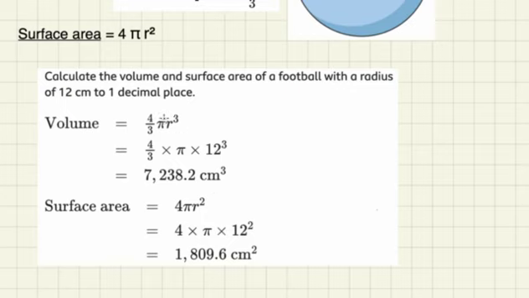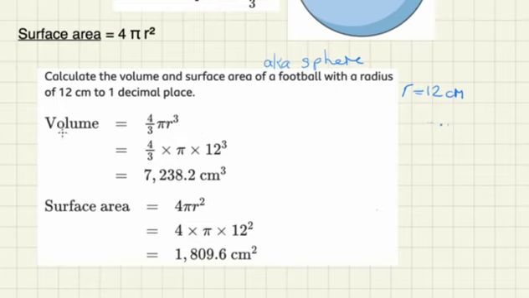And this is an example of a question. Calculate the volume and surface area of a football, aka a sphere, with a radius of 12, so r equals 12 centimeters, and it's to one decimal place. So whatever the answer is, it'll be a dot, and just one number after the dot. And that's the level of accuracy that they're asking for.